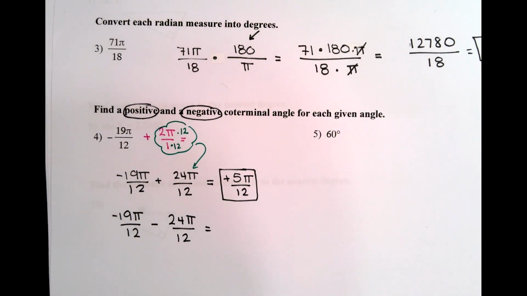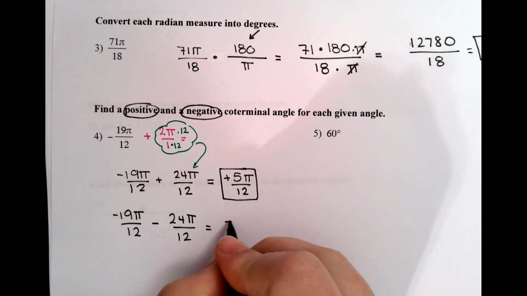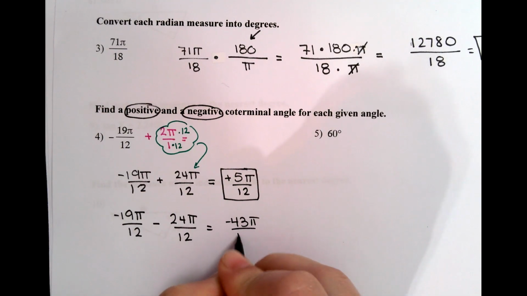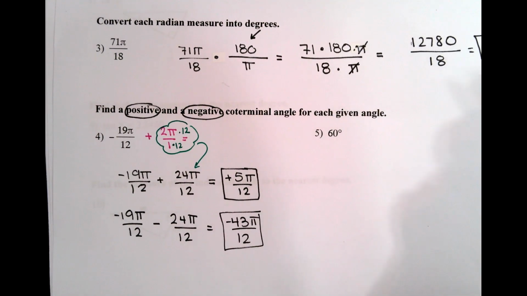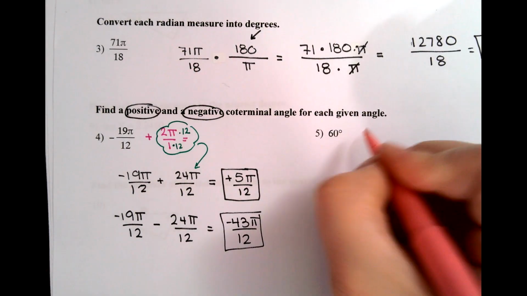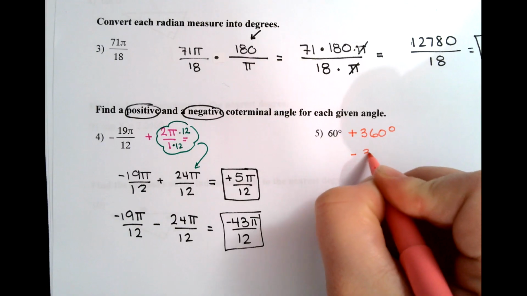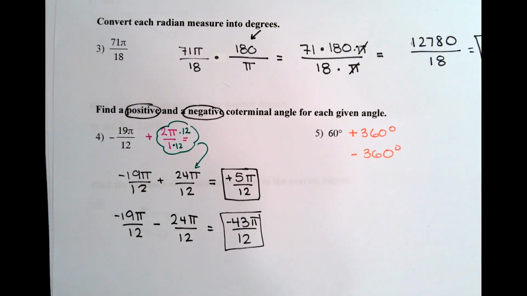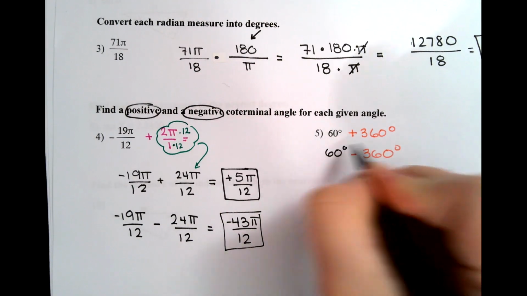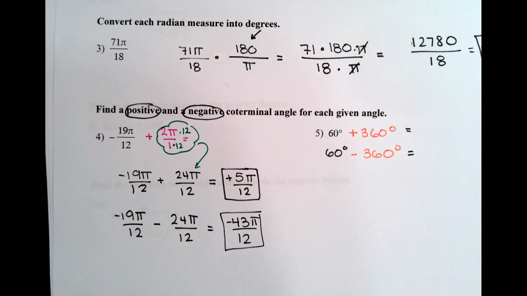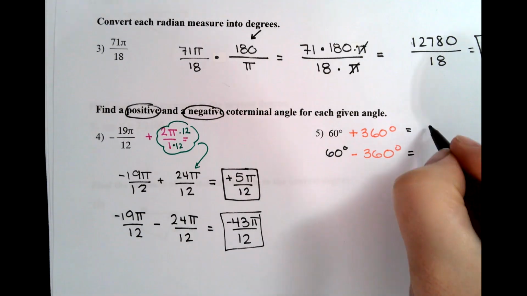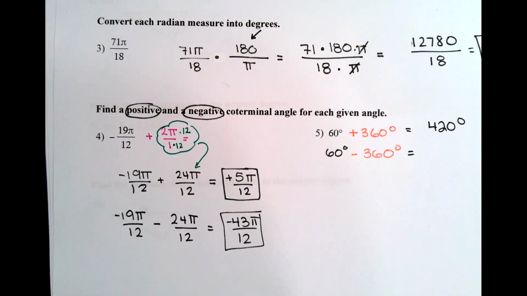Okay, let's go again. This time they're giving us degrees. So I'm going to add 360 degrees, and then I'm going to subtract 360 degrees. 60 plus 360 is 420 degrees. 60 minus 360 is negative 300 degrees. And again, this one is asking for both the positive and the negative coterminal angles. All right, moving on.